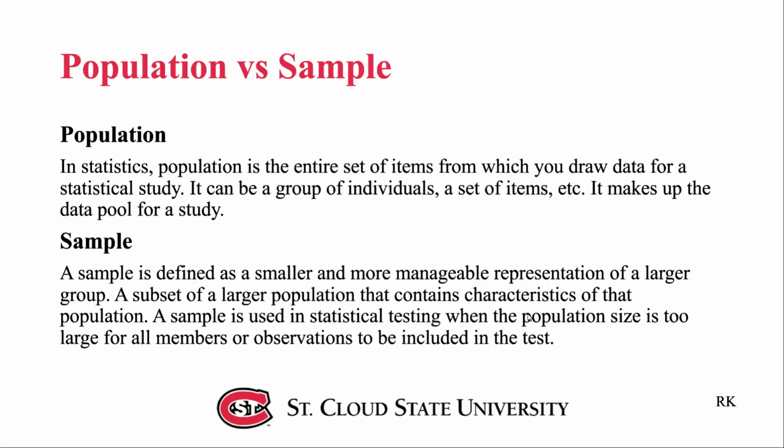So we are going to talk about population versus sample. In statistics, population is the entire group of data that we are going to use to do some statistical test. It can be a group of individuals or a set of items, anything, and a sample is a specific group from that population. So it is a smaller and more manageable representation of the population, and it holds the characteristics of the population.